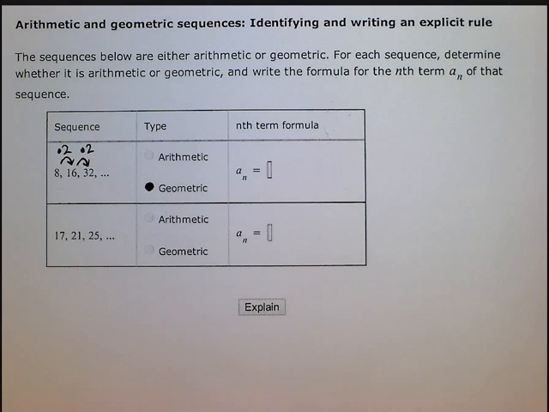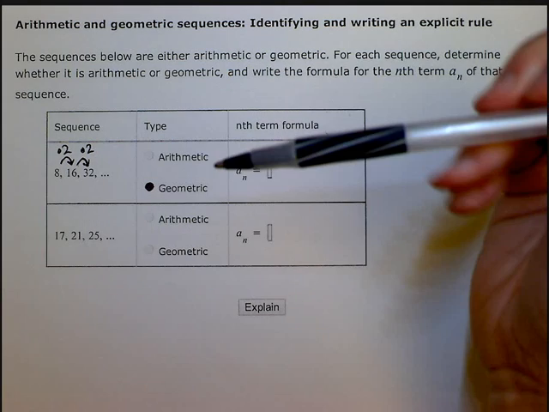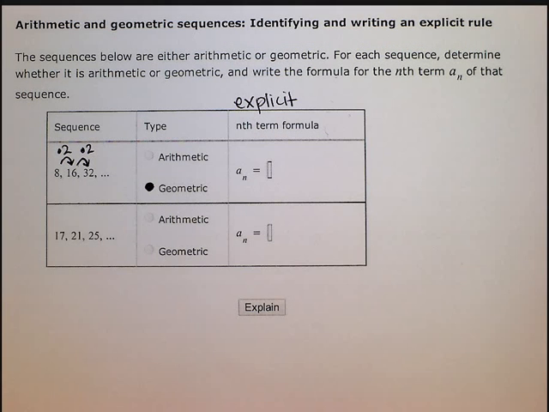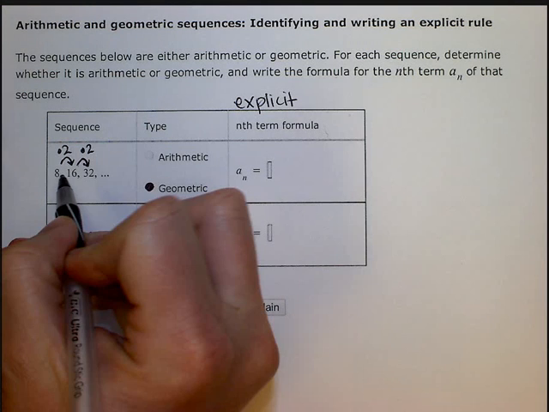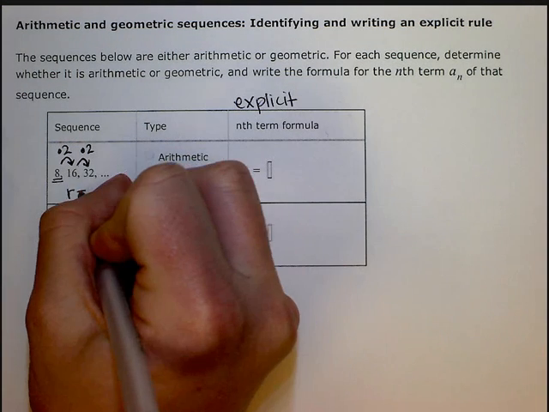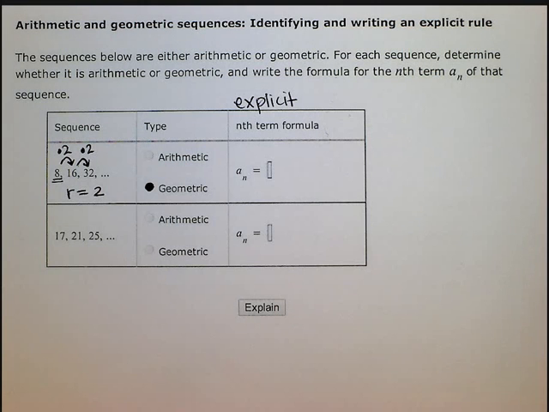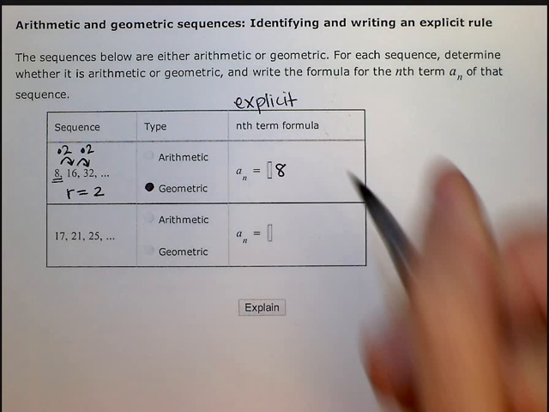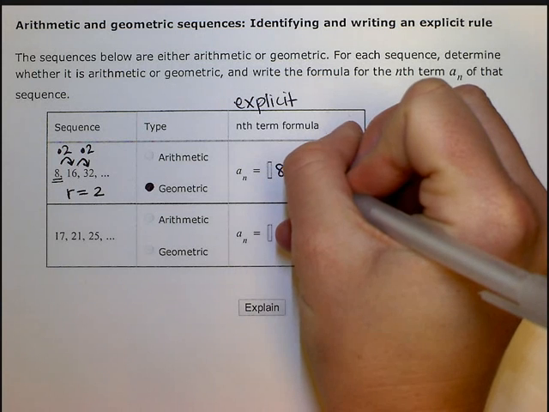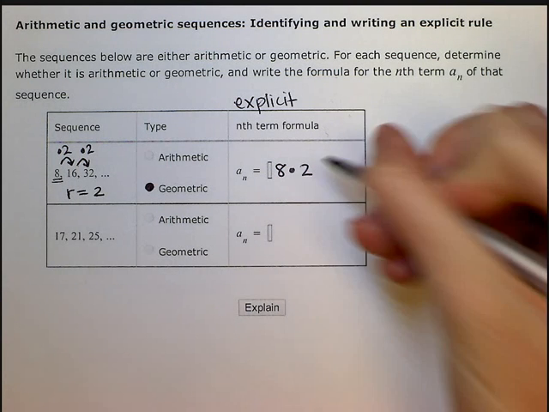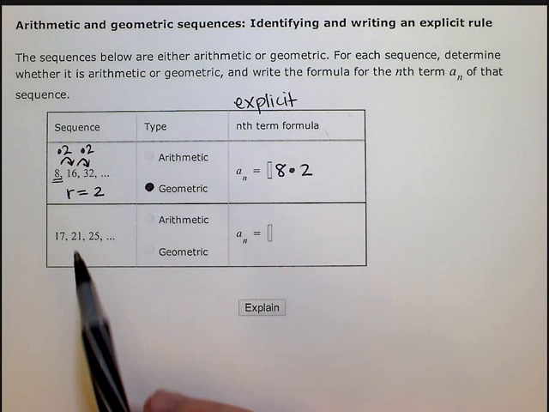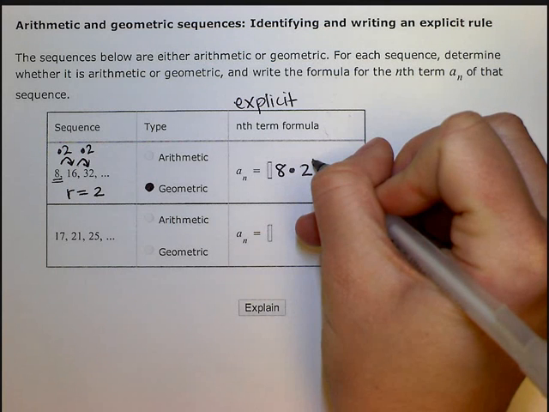Now in order to write an nth term formula or an explicit formula, I need to know my starting value, I need to know my common ratio. So here I can see that my starting value is 8 and I know my common ratio is 2 because I multiply by 2 every time. So my a sub n is going to equal my starting value 8 times my common ratio, but I'm not just going to multiply my common ratio once. I'm going to have to multiply it a couple times in order to jump to a term in the sequence. So it's going to be times 2 to the n minus 1.